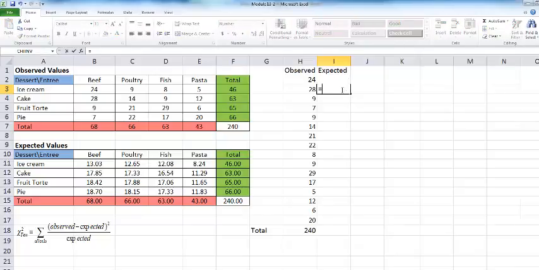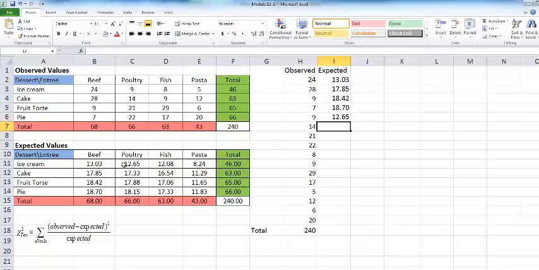So equal 17.85, B12. This equals B13. Next one equals B14. Then the next column: C11, C12, C13, C14.